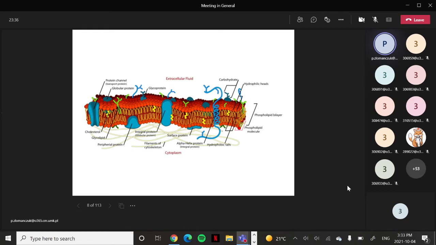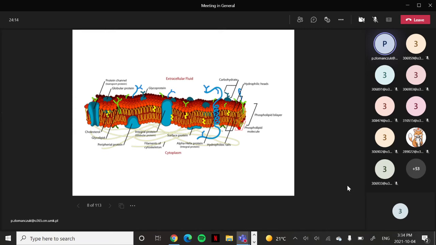The second function, which also seems opposite to this one, is a communication function. The cellular membrane has the structures which are necessary for the communication between the inside of the cell and the outside of the cell. The receptors, for instance, are associated with sending the information from the environment into the cell and vice versa, from the inside of the cell to the environment.